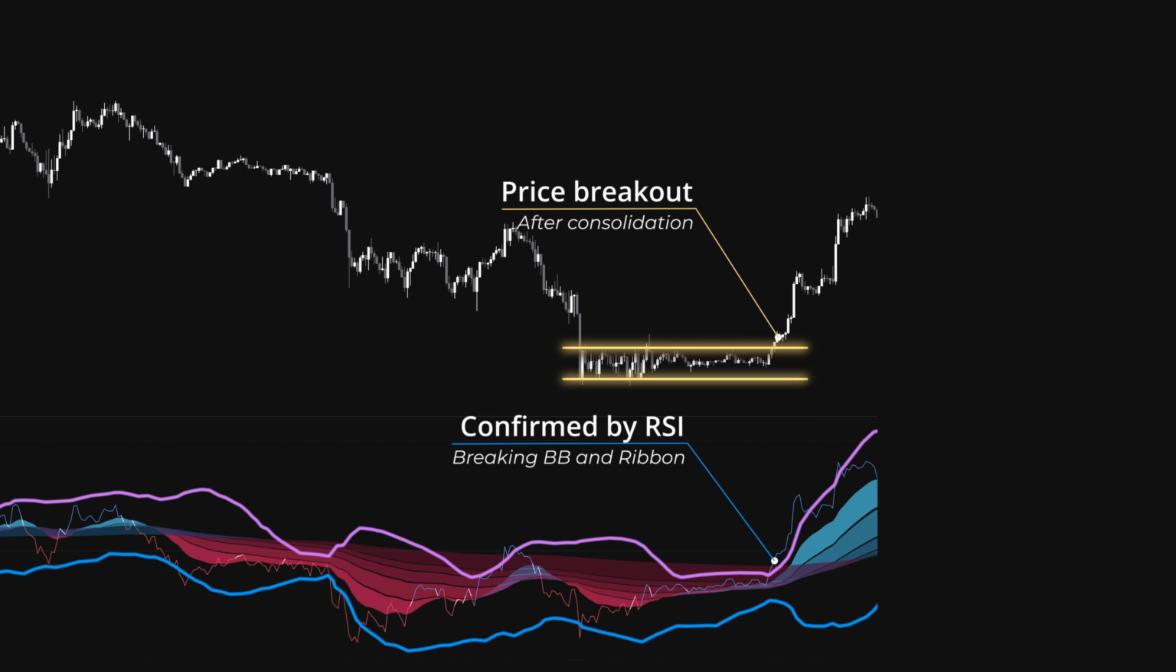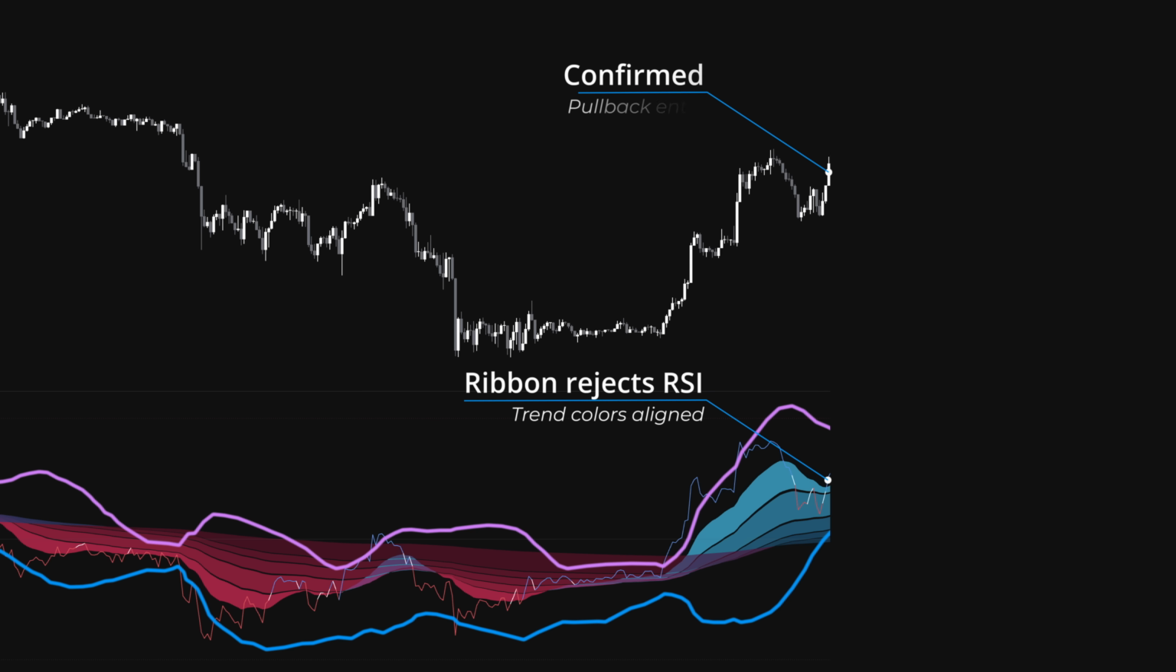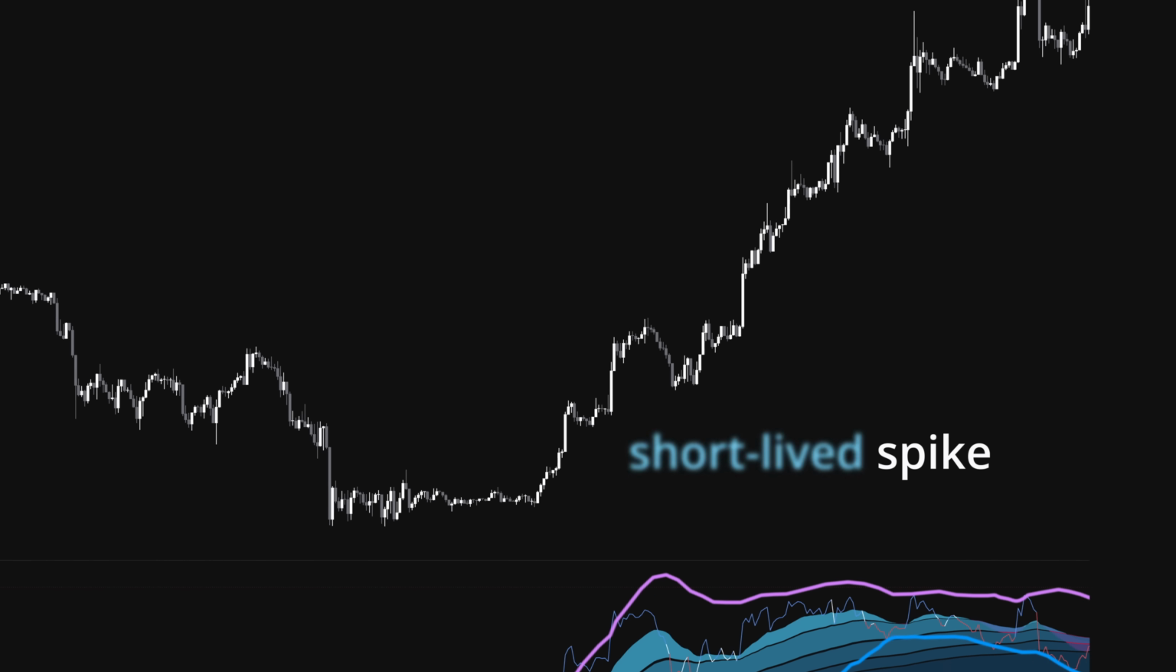Traders can enter at the breakout itself, or, for a more conservative approach, wait for a pullback where RSI retests and rejects the ribbon. When both the ribbon and RSI color gradients align in the breakout direction, it often marks the start of a sustained move rather than a short-lived spike.